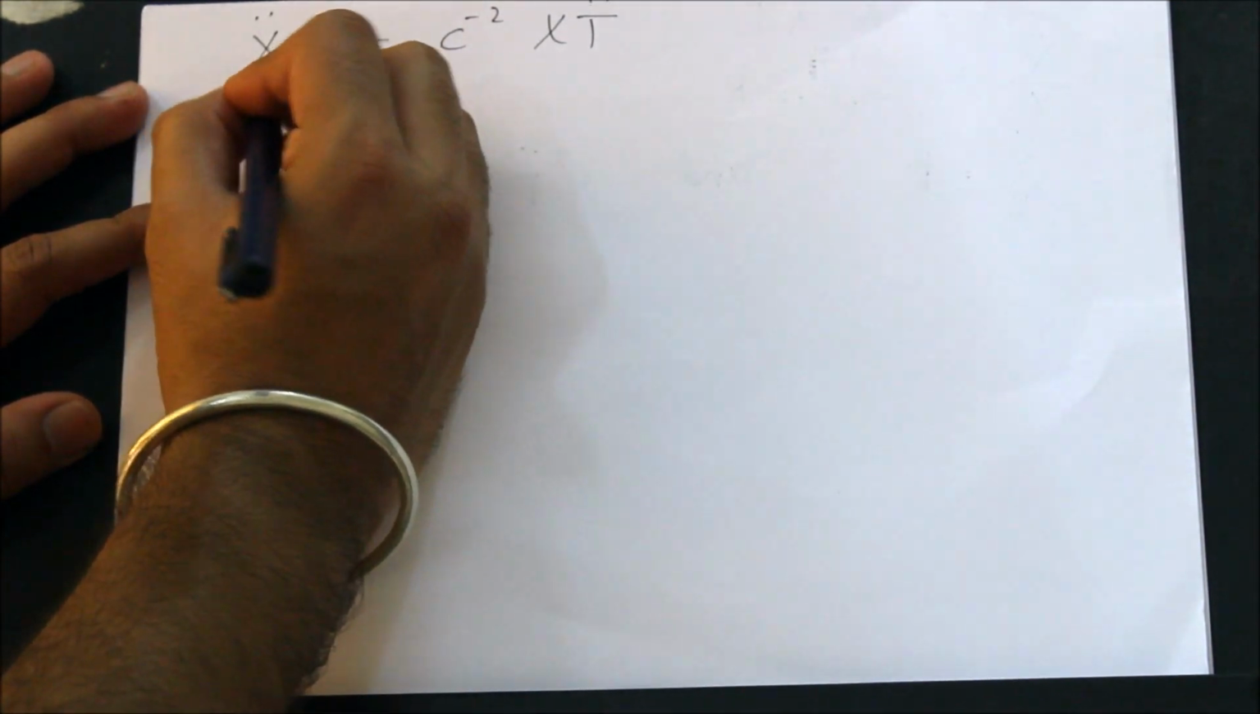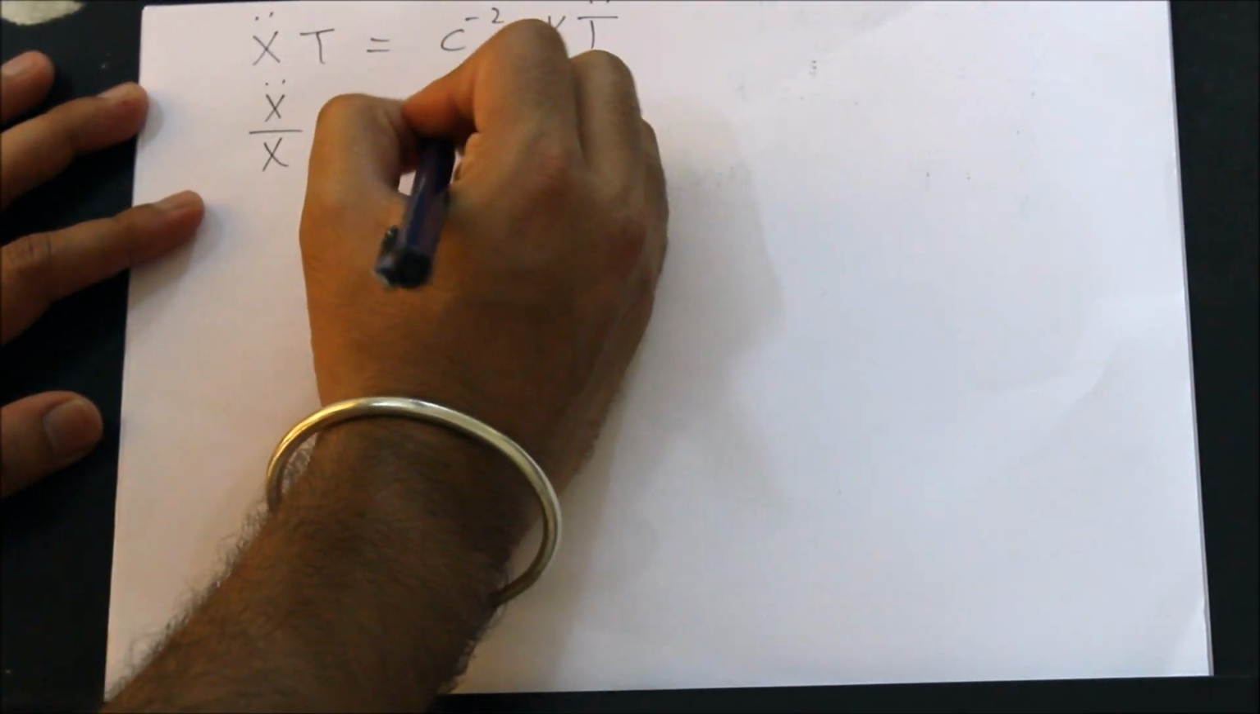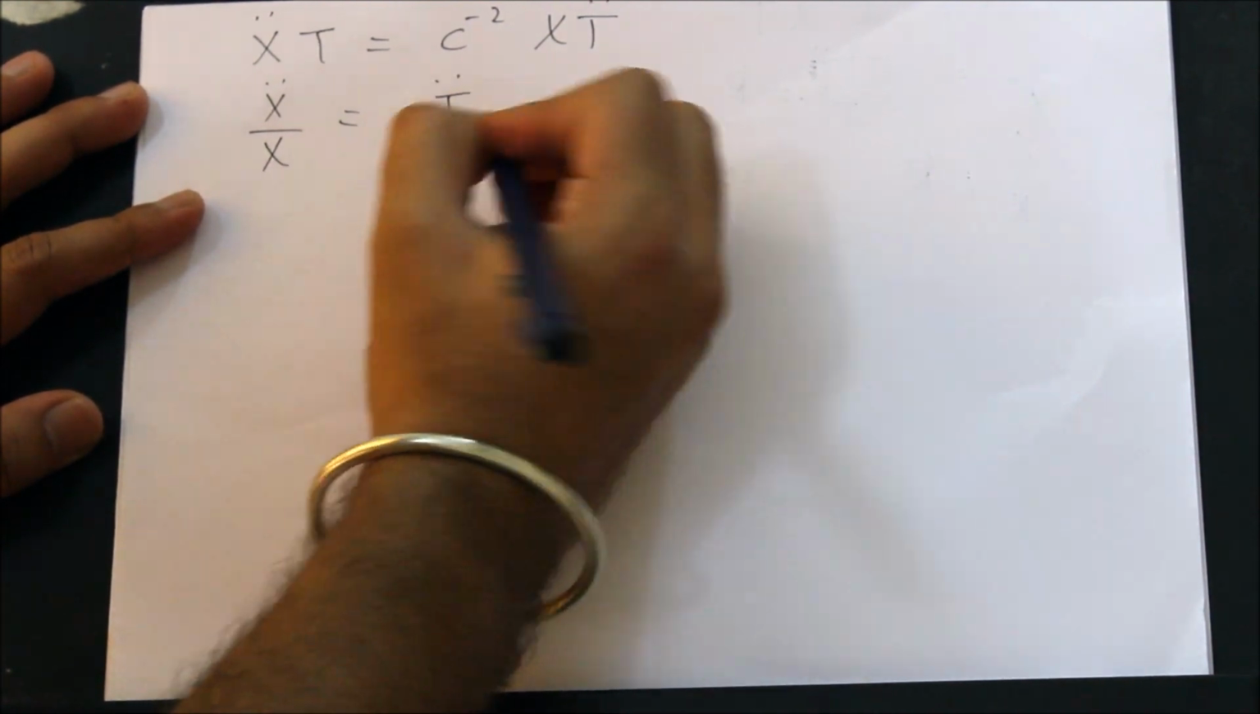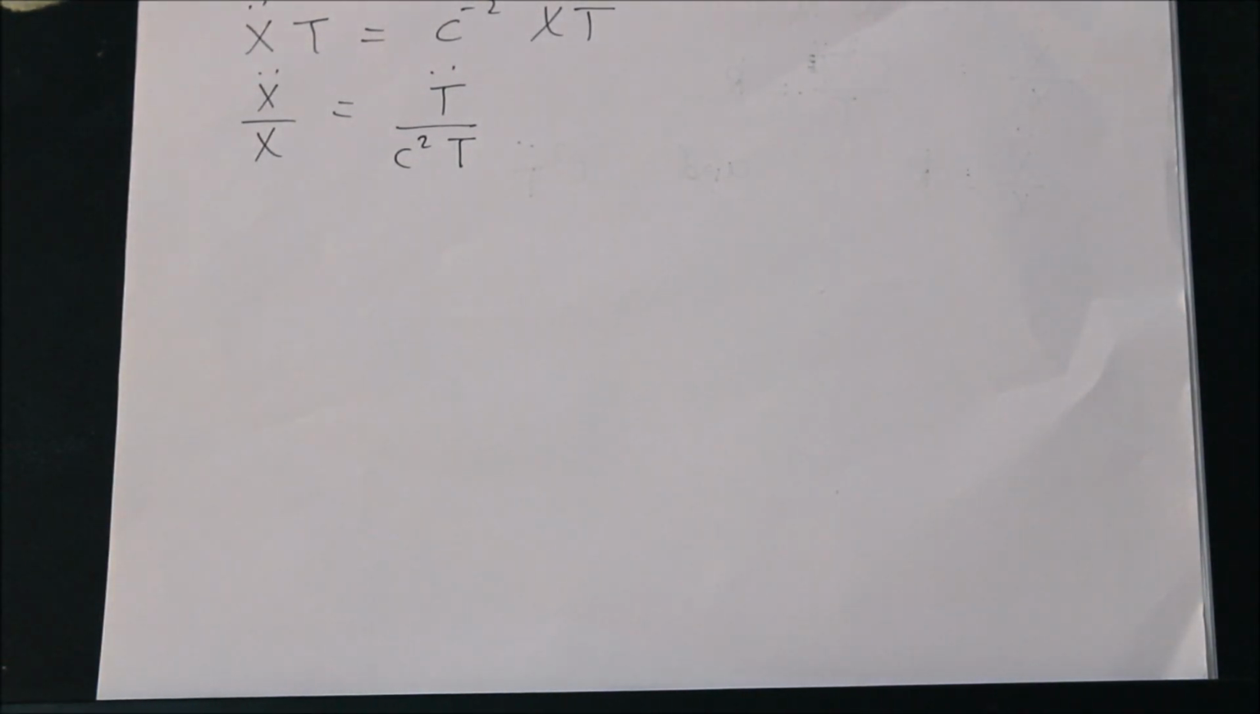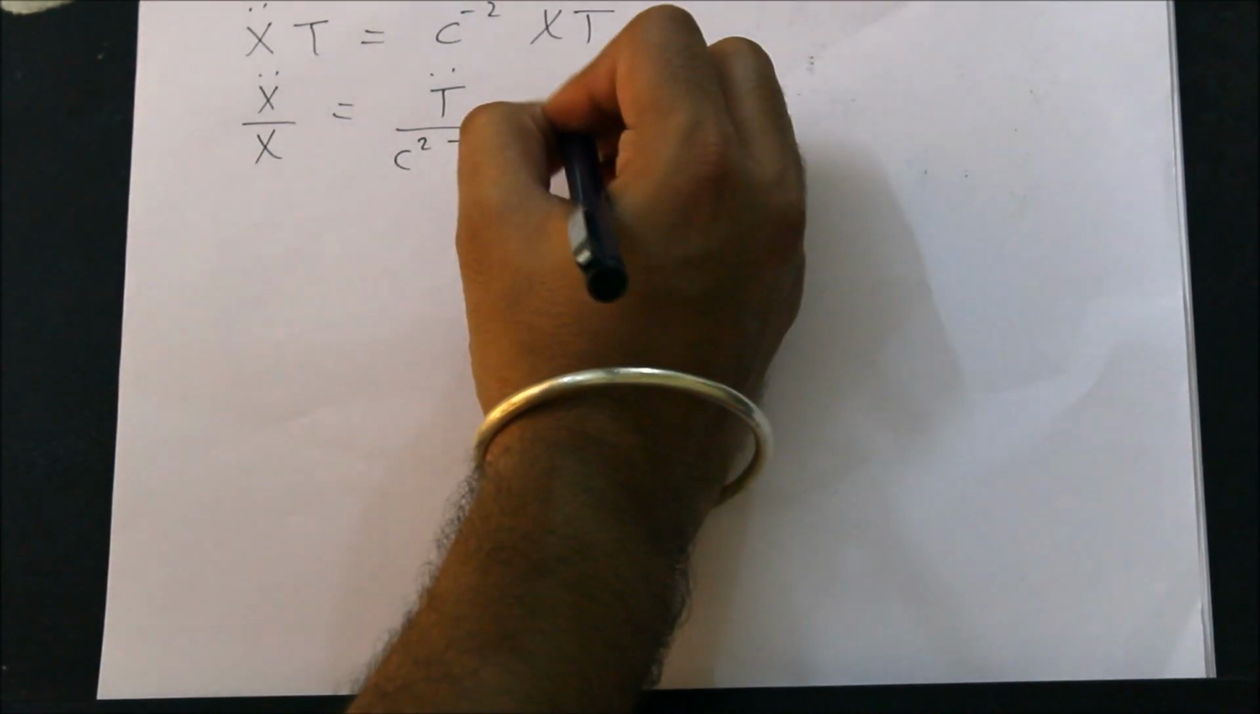And if I take all variables on one side, what I get is t double dot upon c square into t. So now again the same argument which we gave for the heat equation derivation. This is a function of x, this is a function of t, and I'm saying both are equal. That means it has to be some constant k.